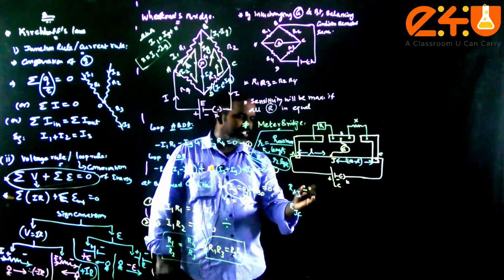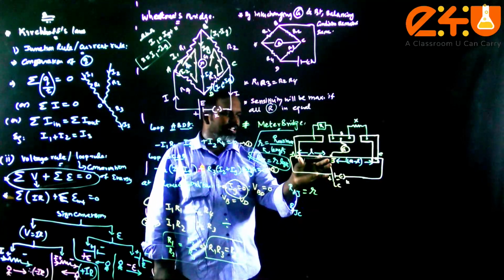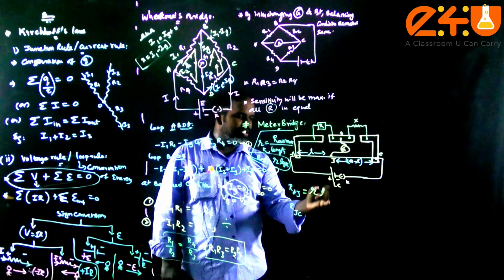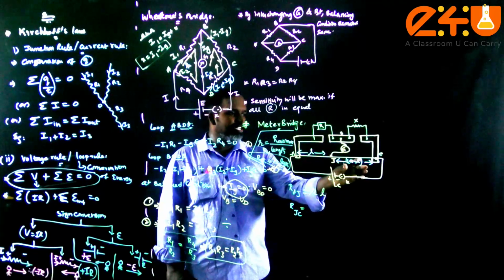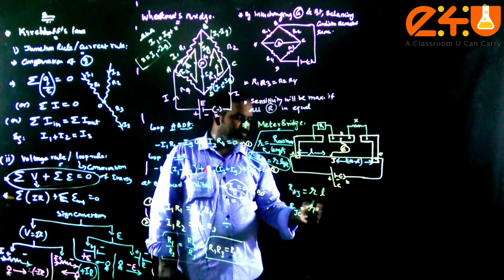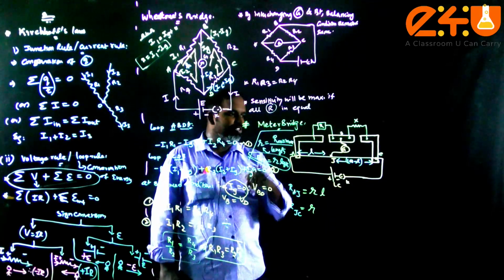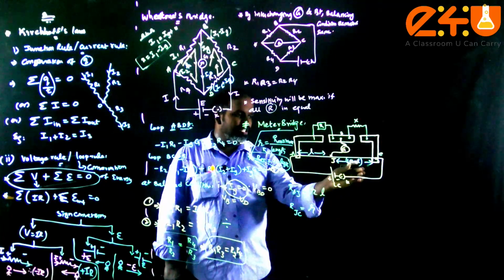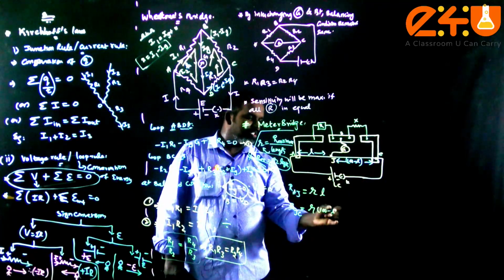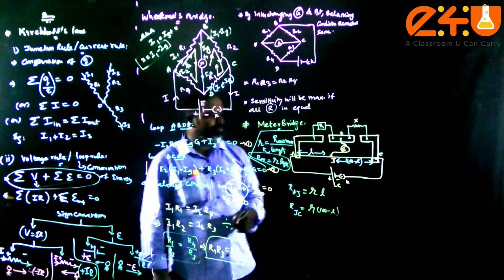Similarly, the resistance offered by this one: small r into the length of the portion AJ, that is nothing but L. Similarly here also, small r, the resistance per unit length, into the length of this portion, which is 100 minus L.